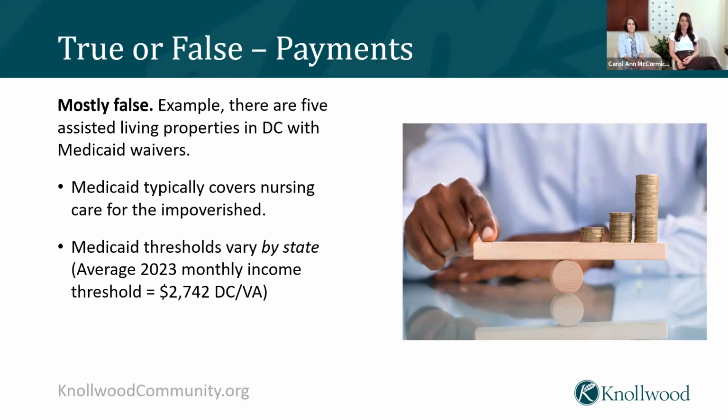Medicaid typically covers nursing care for people who have no money. The thresholds vary state by state, so this is something you can dig into a little further. But Medicaid is for basically people who have no assets and not a lot of income coming in. At that time you would qualify, but there are only 4 or 5 communities in the DC area. So if somebody does need Medicaid, they may have to wait until they're eligible for nursing care to have Medicaid kick in.